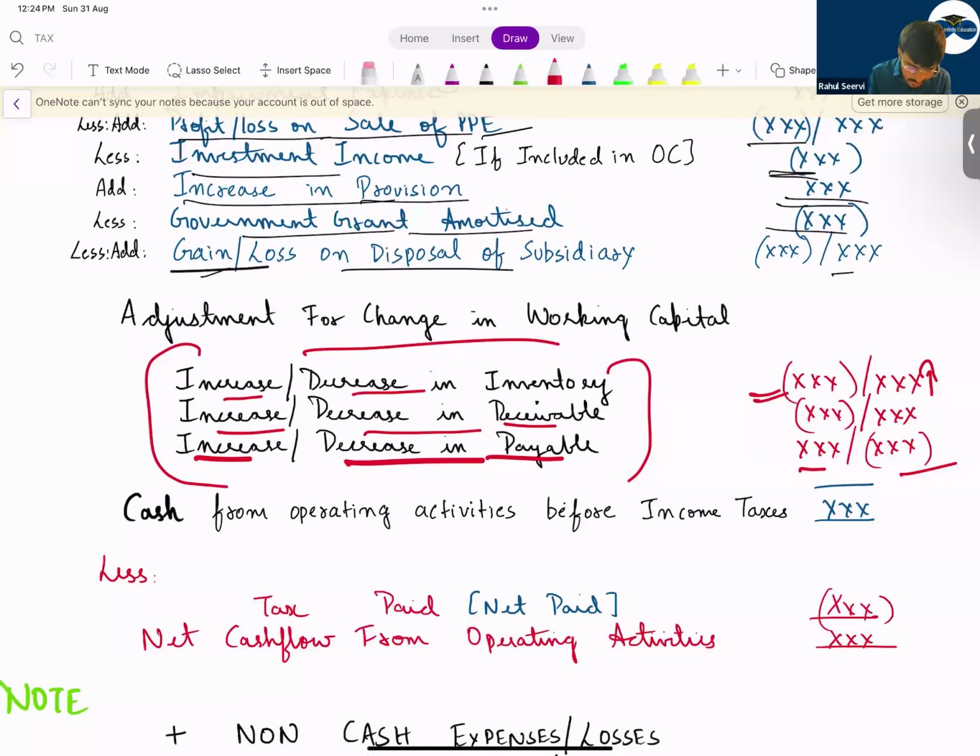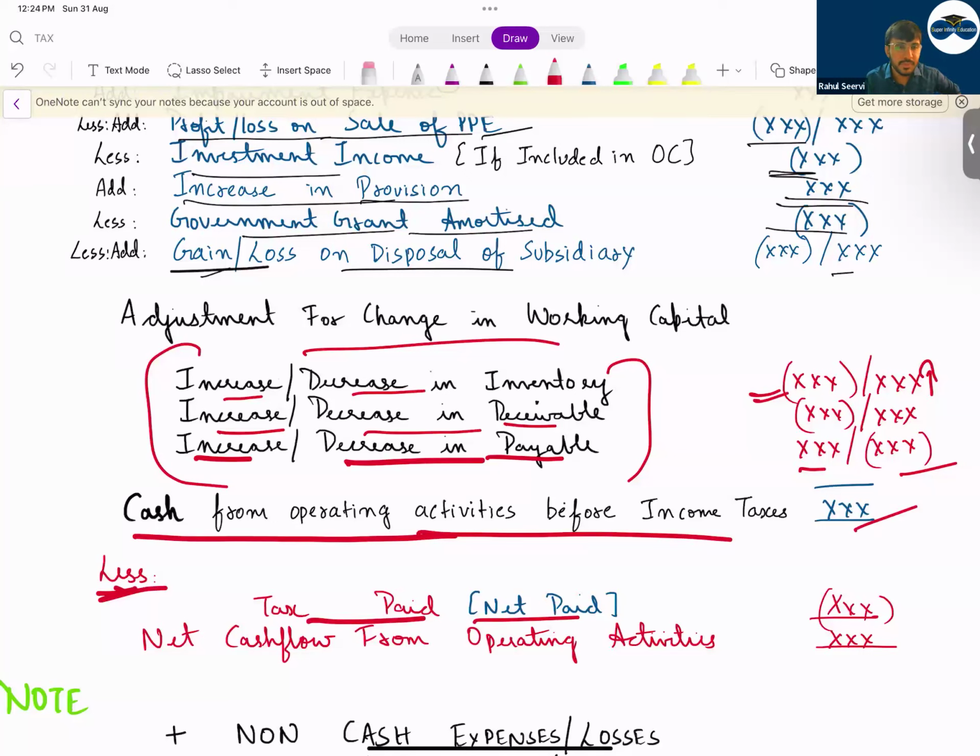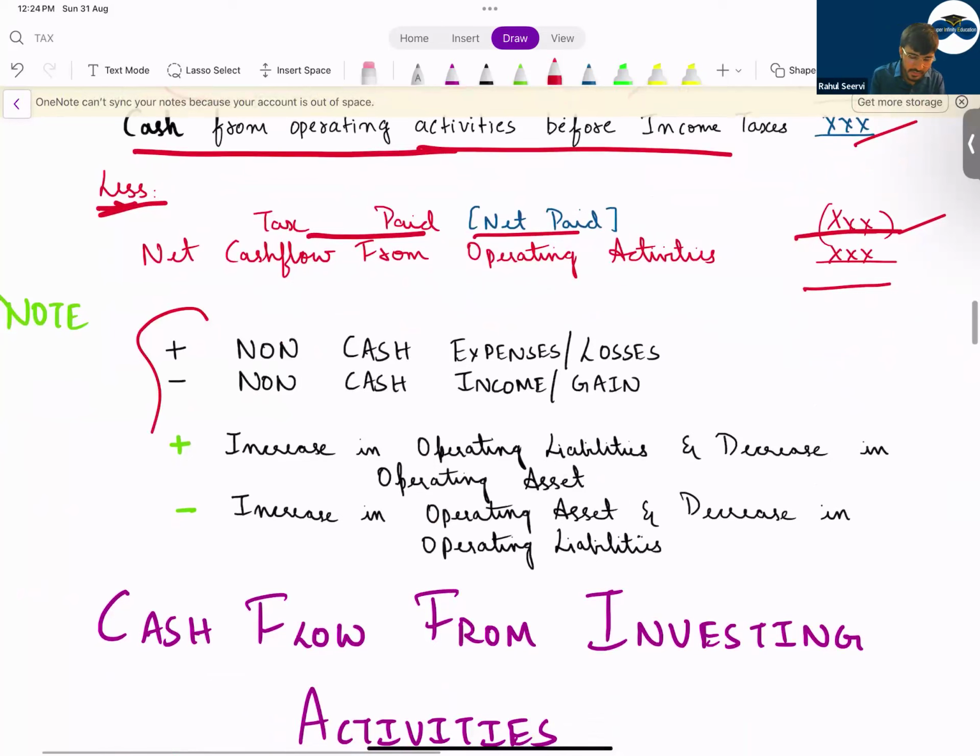So this will give cash flow from operating activities before income tax. So before income tax, you'll write down this, less tax paid. Tax paid, only the payment amount, so you prepare your ledger account, T account, and see what is the amount we have paid, and you reduce, so you get net cash flow from operating activities. Now understand, interest expense in the previous format it was included, now it is not included, it is directly taken to financing activity here.